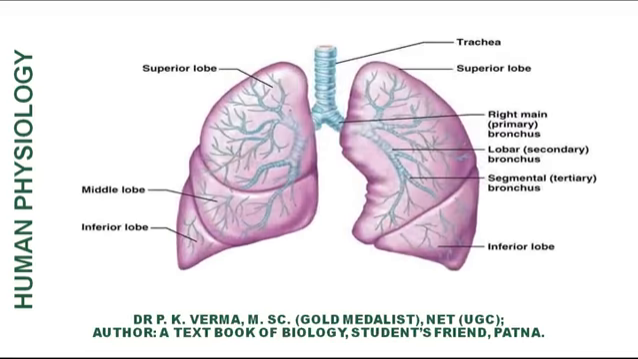These are the lungs on two sides. The left has two lobes, superior lobe and inferior lobe, and the right lung has three lobes: superior lobe, middle lobe, and inferior lobe.